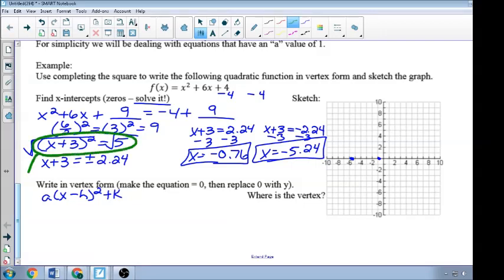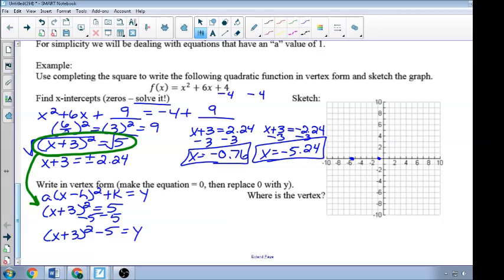I'm going to take that piece and bring it down without the square roots. So what I end up using is (x + 3)² = 5. Now notice this equals y. I need to bring that 5 over so that it becomes my k. So I'll end up with (x + 3)² - 5 = y. This will allow me then to figure out what my vertex is.